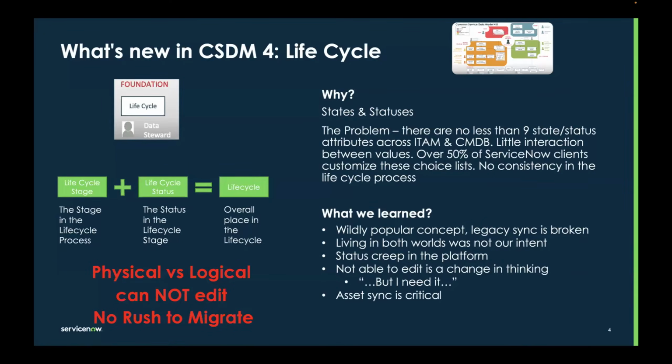And then the last and most important thing that we learned out of all of this is we didn't do the asset sync. And if the whole goal is to make sure that we have asset and CI aligned, where when they are married, then we probably need to have that sync. And that really is the catalyst for what we were doing in the next iteration and what we have released in Xanadu.